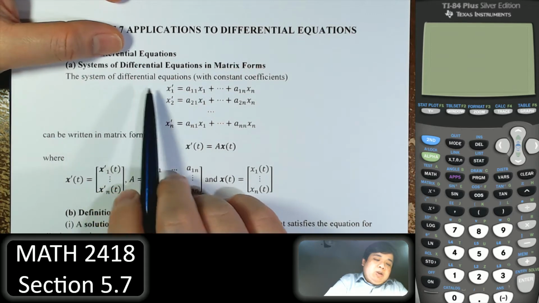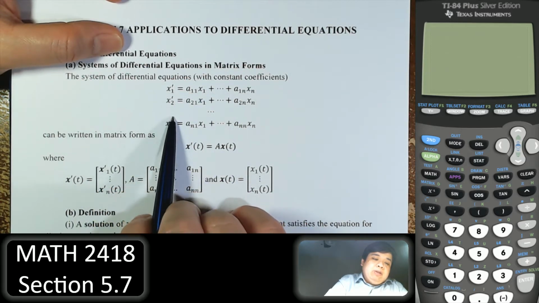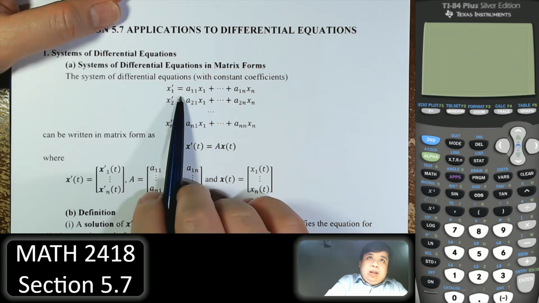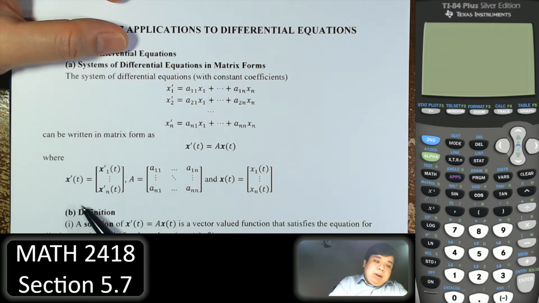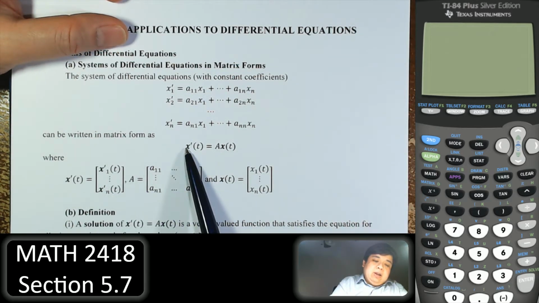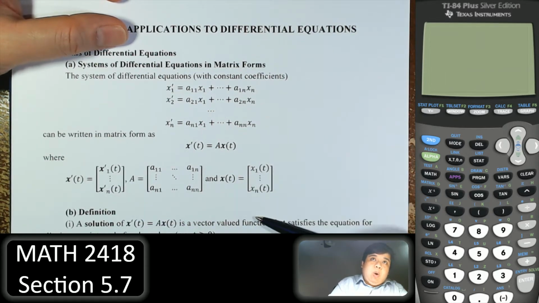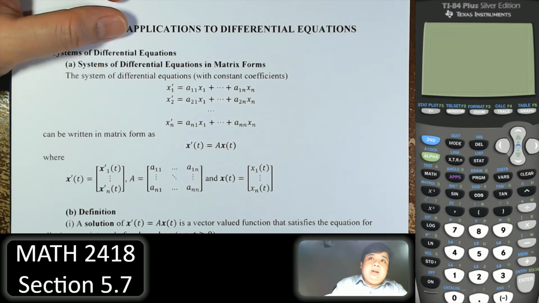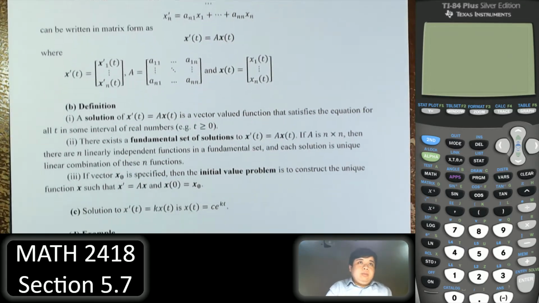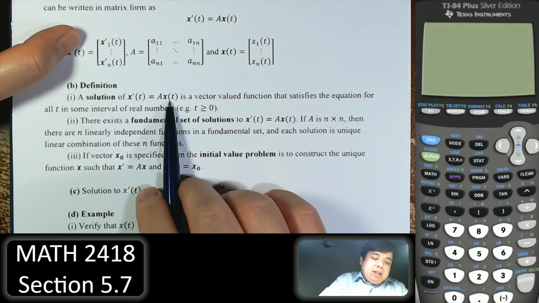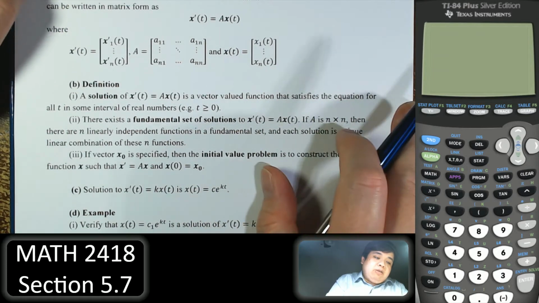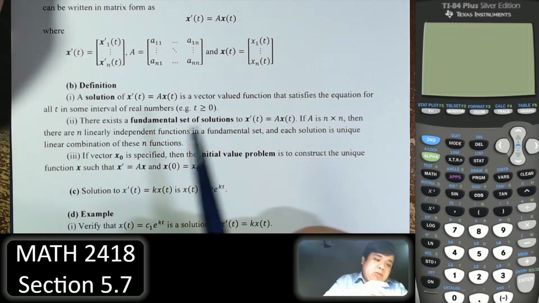A system of differential equations is in this form when the derivative is equal to a linear combination of the functions. This can be written in matrix form as x prime of t equals A times x of t. x of t is a vector of the functions, and x prime of t is the vector of all the derivatives. The solution to x prime equals Ax is a vector valued function that satisfies the equation for all t in the real numbers, of course.